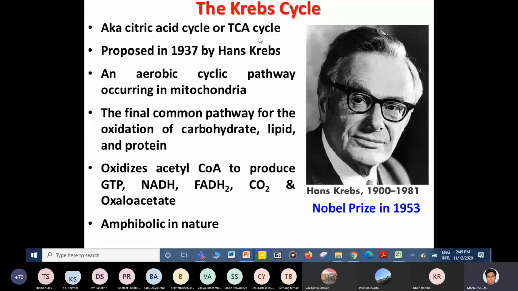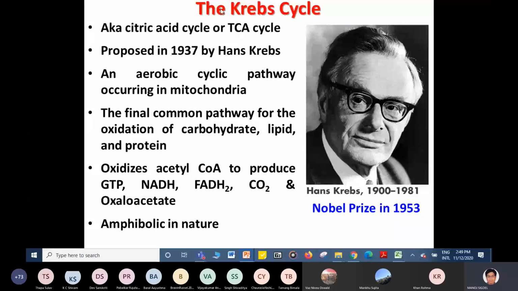Why is this citric acid cycle known as the TCA cycle? What is the full form of TCA? Tricarboxylic. Okay. Now it has several names, as you can see here: Krebs cycle, citric acid cycle, TCA cycle. Why is this cycle known as the Krebs cycle, why is it known as the citric acid cycle, or why is it known as the TCA cycle? There are three different names, isn't it?